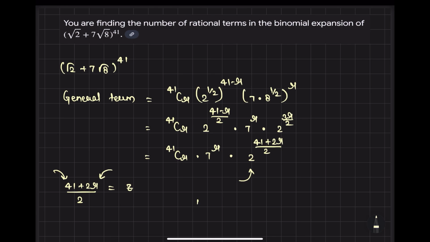So the number of rational terms is 0. Okay, I hope the idea is clear.